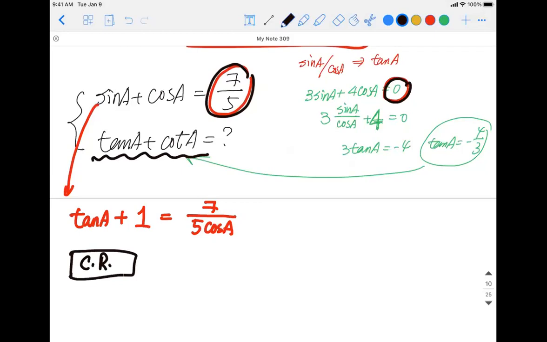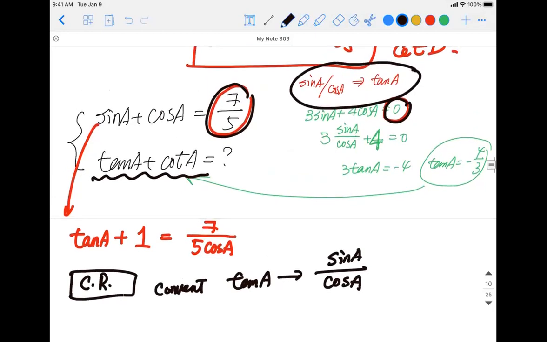Sometimes you try to convert sine A, cosine A into tangent A, and it doesn't work. There's a second strategy: convert tangent A into sine A over cosine A. This is back and forth, right? Sometimes you convert from sine A, cosine A to tangent, but sometimes you need to do the other way around. You want to convert tangent A into sine A over cosine A. This is totally the other way around, but it's also a very important conditional reaction.